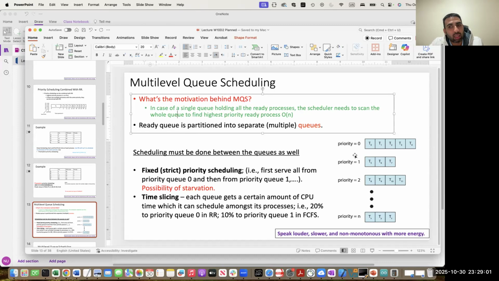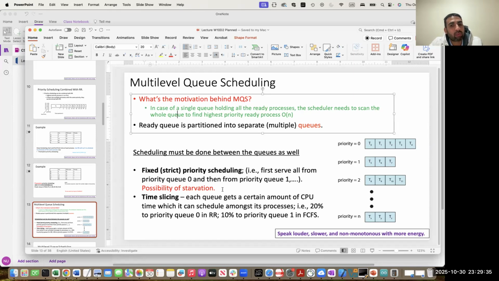Now scheduling must be done between the queues as well. For example, one option, as I explained earlier, is that processes from priority level 1 can run only when all the processes from priority level 0 have completed their execution and the ready queue of priority level 0 is empty, right? So this is known as fixed or strict priority scheduling. That is, first from priority queue 0 and then from priority queue 1 and so on, right?